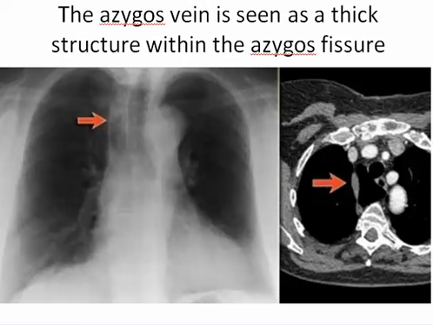The azygos vein is a thick structure within the azygos fissure, and sometimes it is away from the trachea and thus forms a line reaching to the apex of the lung. It's called azygos vein in the fissure. It's a normal variant, but be careful that medial to this we are just close to the trachea, so this is normal, or away from the trachea. It should be translucent and clear.